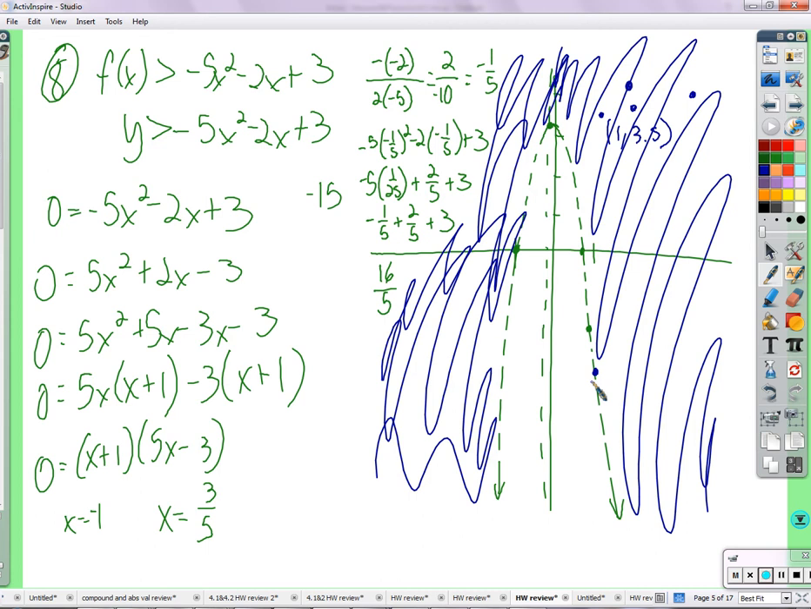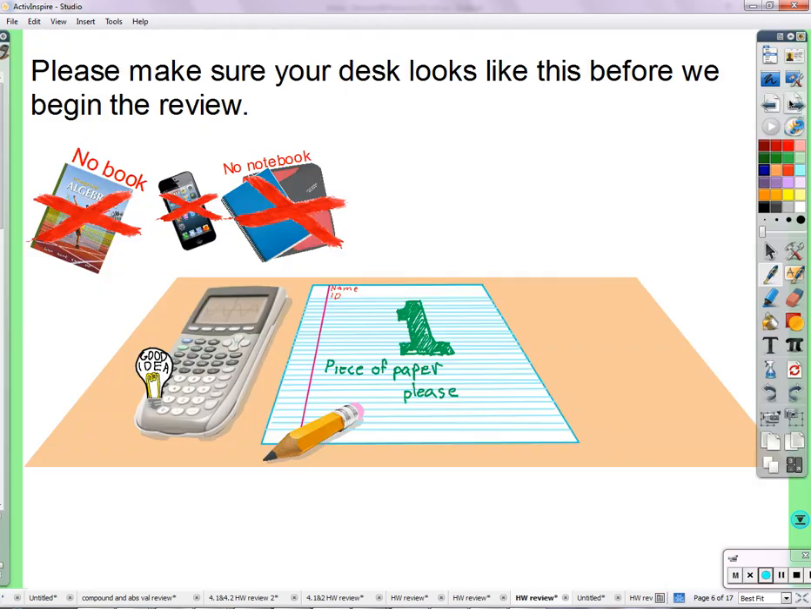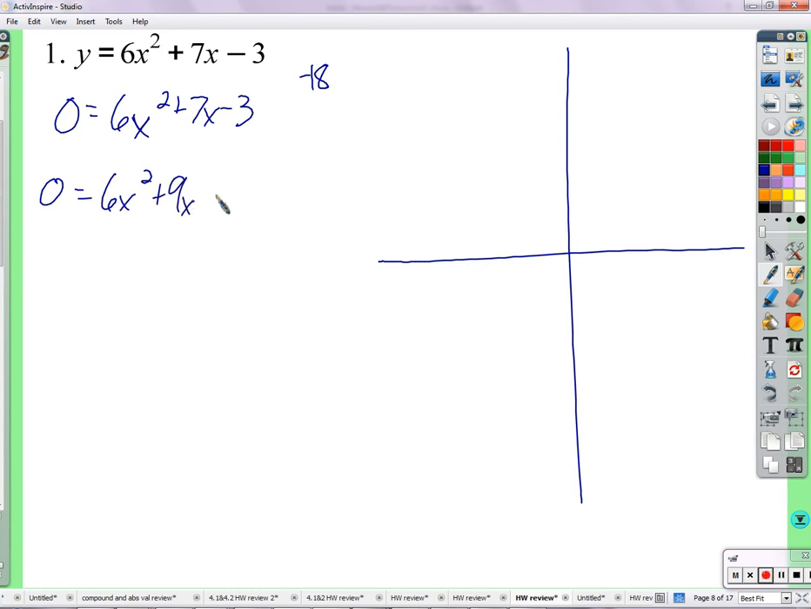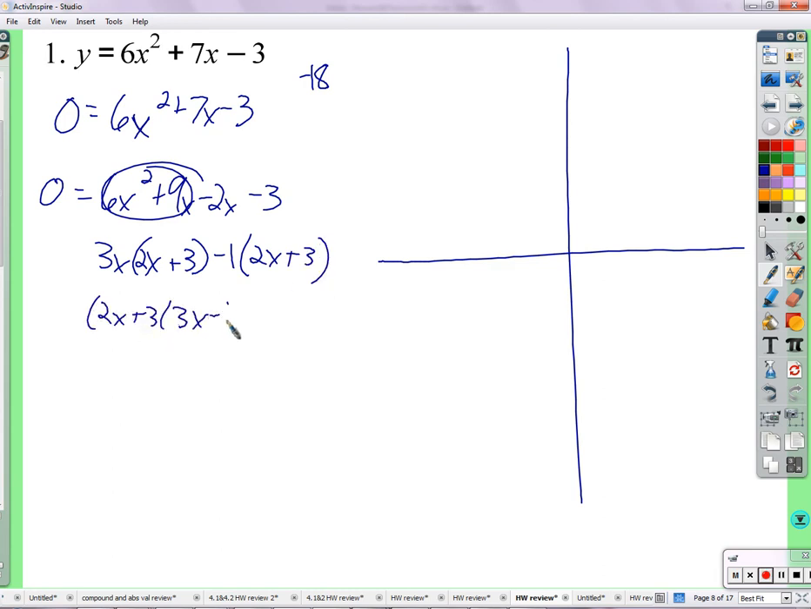Let's pass in the homework. All right. Once again, try to find the x-intercepts. Let y be 0: 6x squared plus 7x minus 3, negative 18. Two numbers that multiply to negative 18 and add to 7: 9 and negative 2. So 6x squared plus 9x minus 2x minus 3. 3x in common, 2x plus 3. This has a negative 1 in common. 2x plus 3 times 3x minus 1.